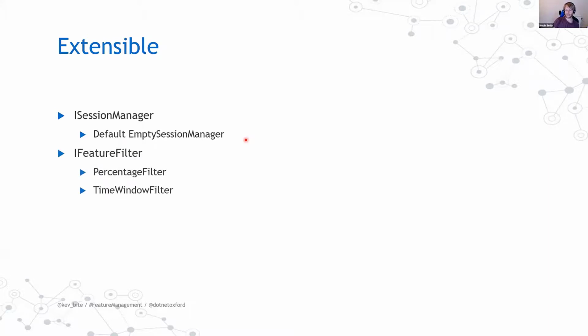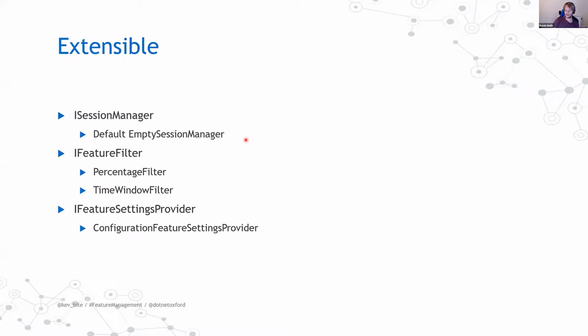Also, if you want to extend the features, by default there are 2 features. One is a time-based window, so we can use time slots like 9 to 5. And then one's a percentage-based filter where it says 50% or 90% of users get this feature turned on and off. But we can extend them into anything we want.